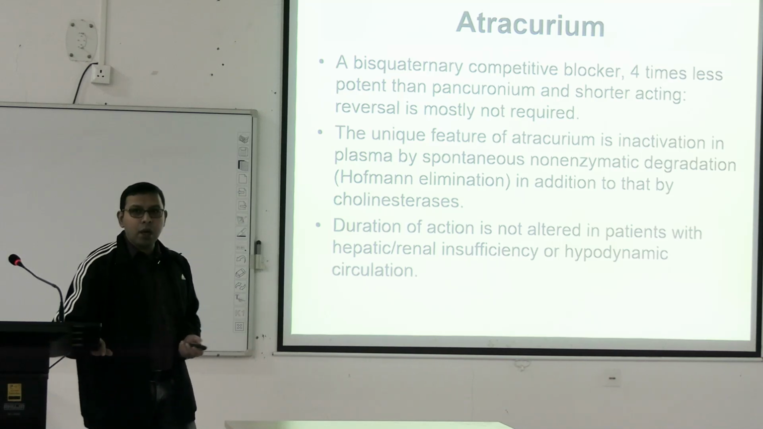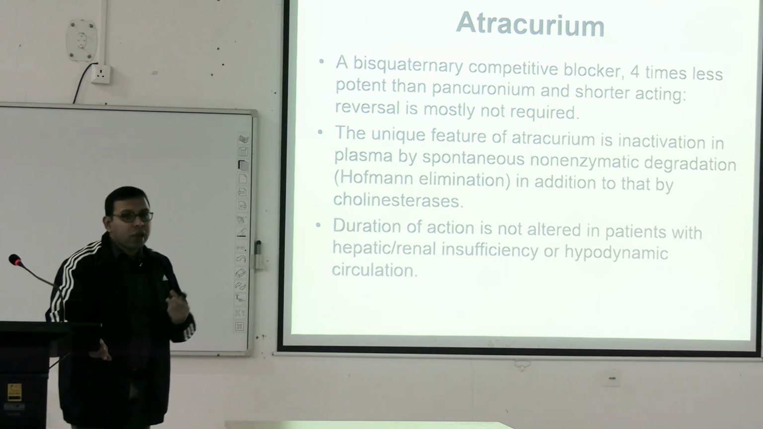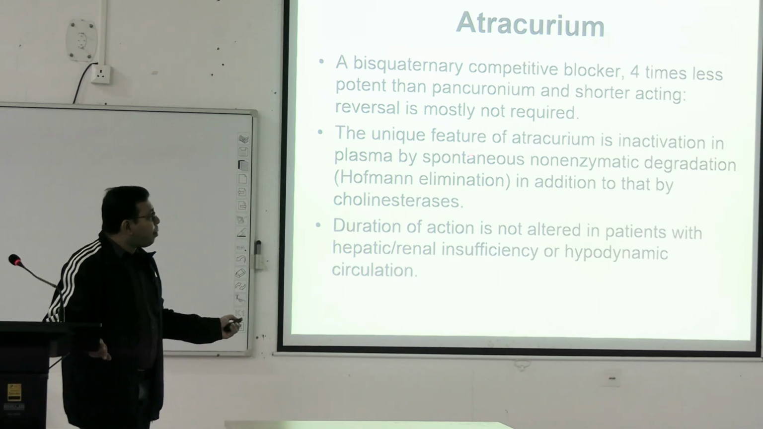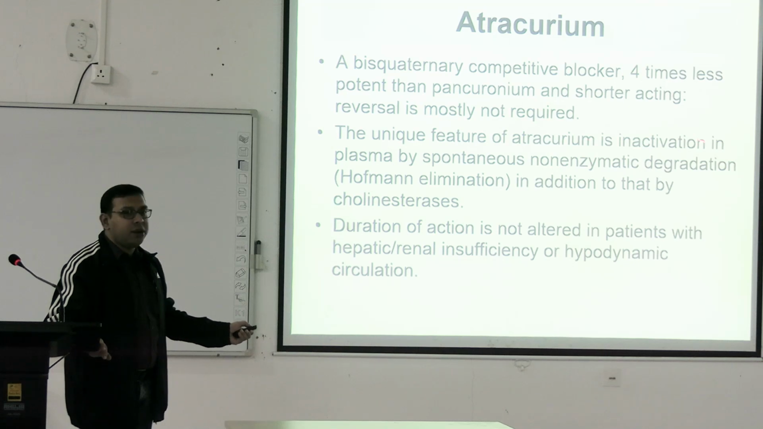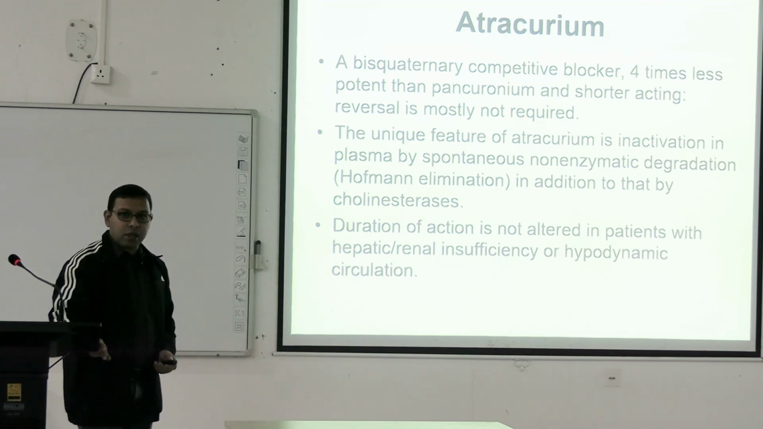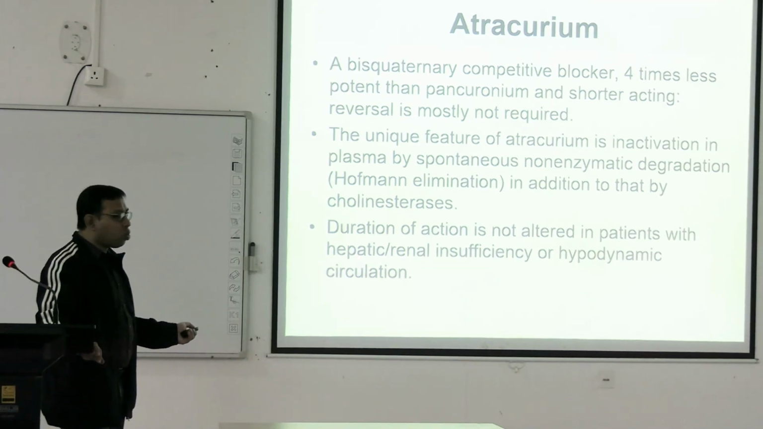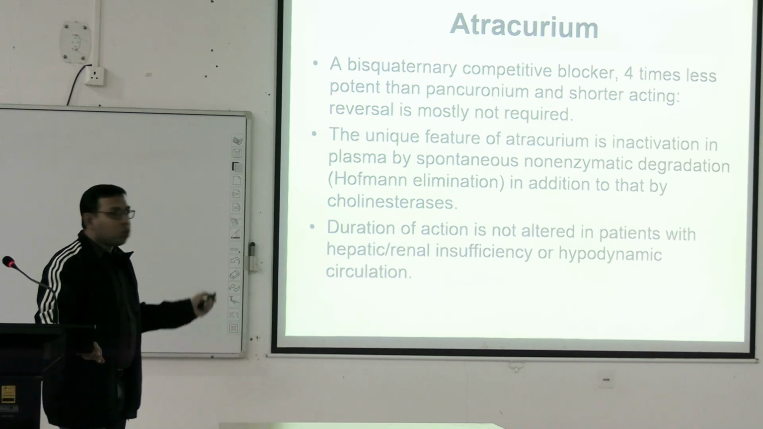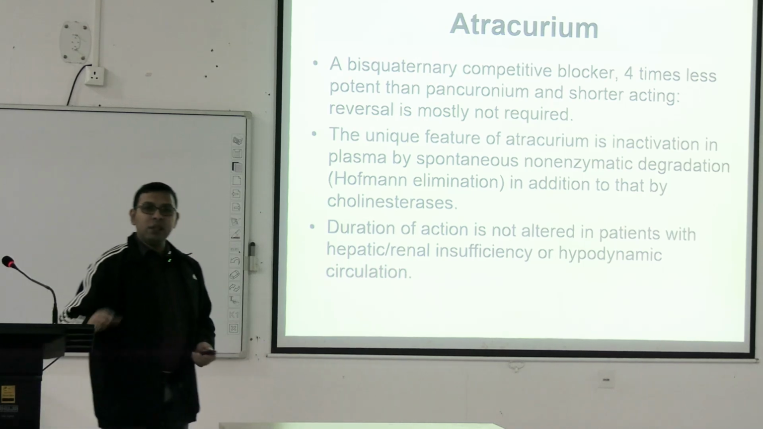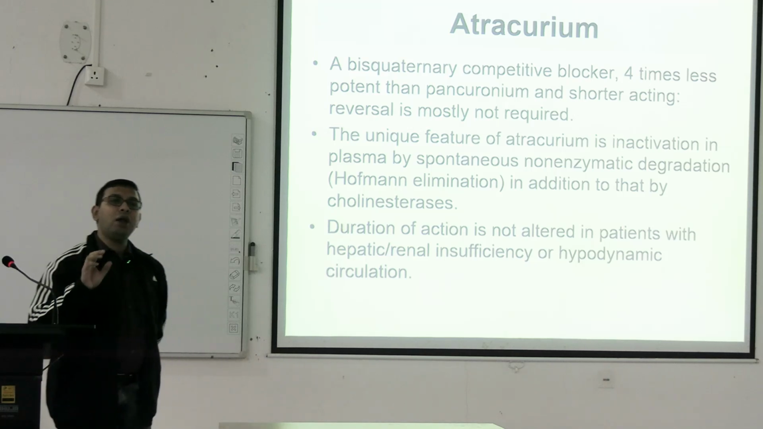This is the atracurium. So Hofmann degradation and Hofmann elimination is a process of elimination where some spontaneous degradation happens, in addition to that by the cholinesterases. So ultimately duration of action is not altered in patients with hepatic or renal insufficiency or hypodynamic circulation. So atracurium or cisatracurium, its congener, can be used when the kidney or liver is compromised.